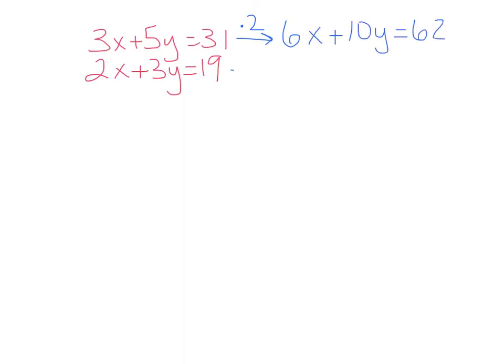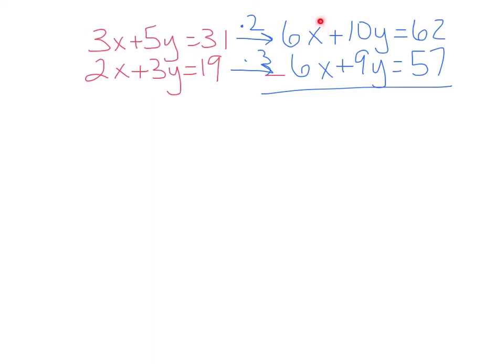And I'm going to have to multiply this one by 3. So 6x plus 9y is equal to 57, 19 times 3. Okay. Again, I'm going to subtract because 6x minus 6x is 0. So I get y is equal to 5.